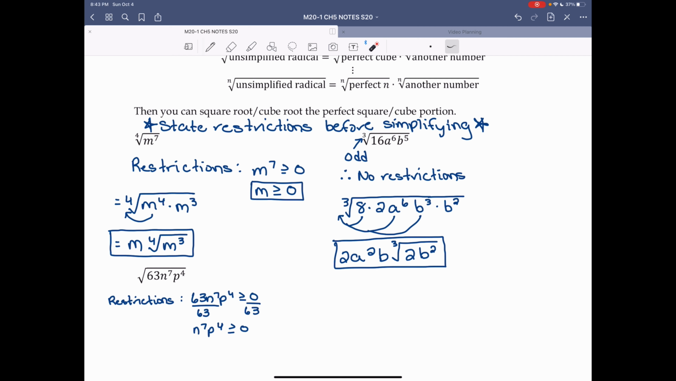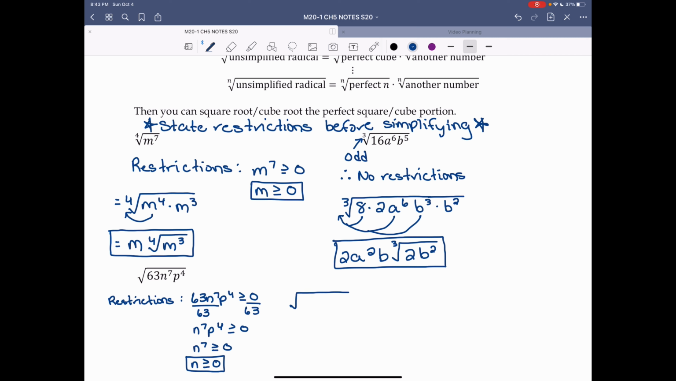So really the only thing that's going to determine whether our radicand is greater than or equal to 0 is that n to the 7 has to be greater than or equal to 0, which means n has to be greater than or equal to 0. That's our restriction. Now let's simplify.